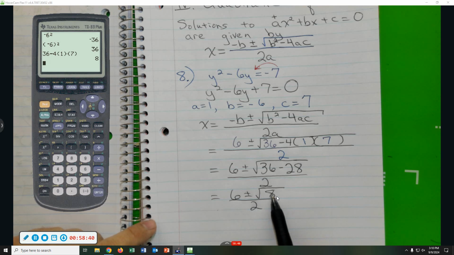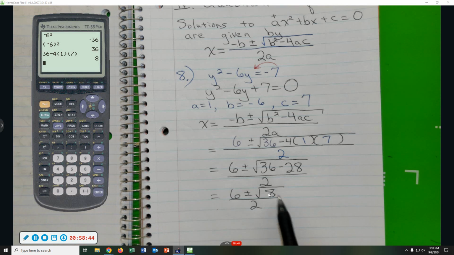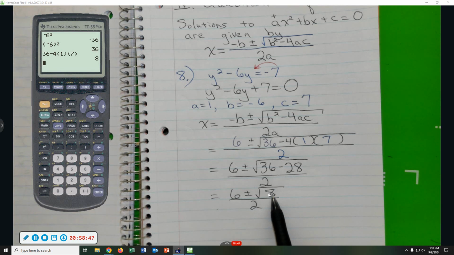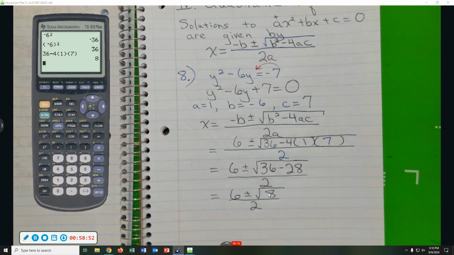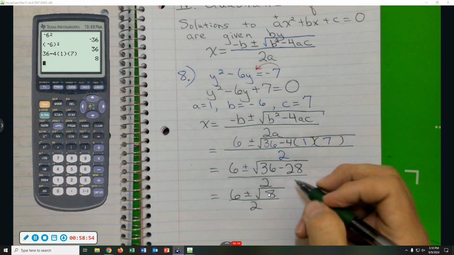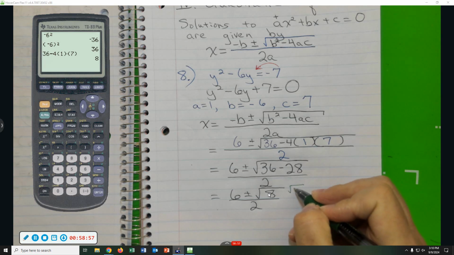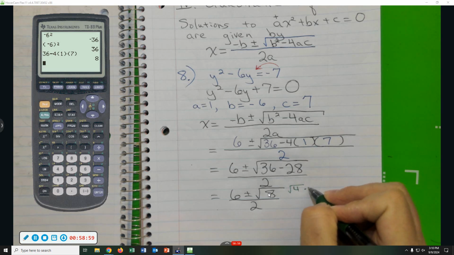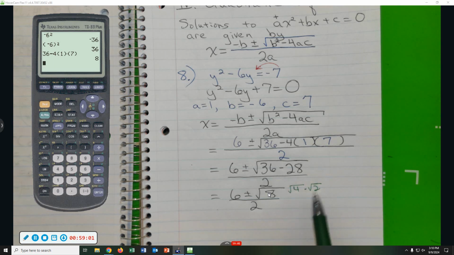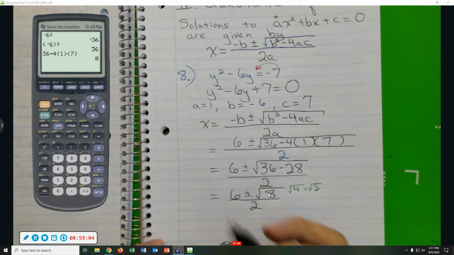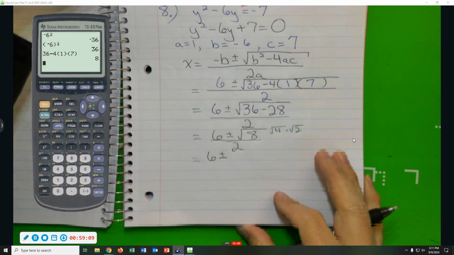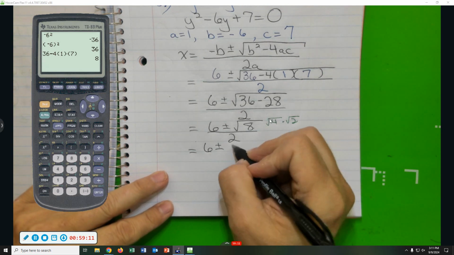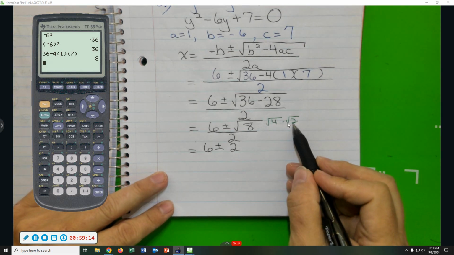Now the square root of 8. Is 8 a perfect square? No. What's the largest perfect square that divides evenly into 8? 4. So here's how I'm thinking of it. Here, this green is just my thoughts. That's the square root of 4 times the square root of 2. The square root of 4 is 2. What am I going to do with that square root of 2?